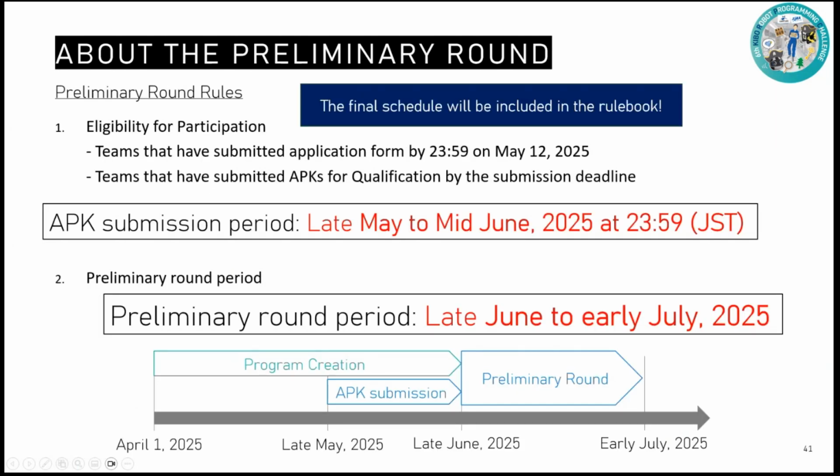First, as I said, you have to submit your application form before the deadline. During the APK submission period, a submission feature for the preliminary round program will be added to the simulation platform. For now, the APK submission period is from late May to mid-June. It's not decided yet which will be the date, so we will keep you updated about that.